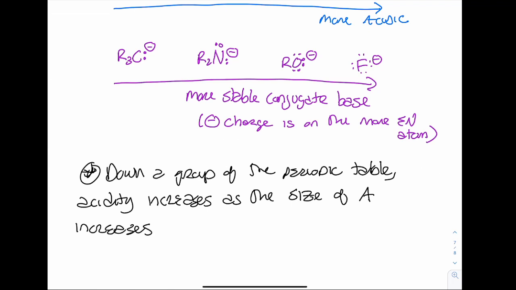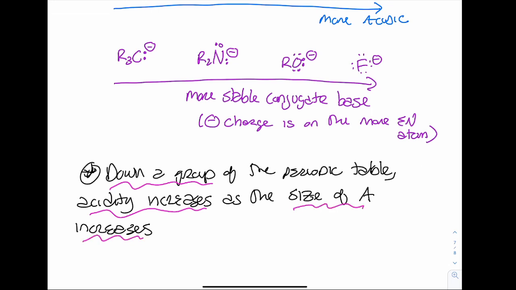So remember, as we go down, we're adding electrons to larger and larger shells. So the size of that atom is bigger, right? If I look at fluorine, my outermost shell is shell 2. If I look at bromine, my outermost shell is shell 4. So as we go down, larger and larger shells are occupied by electrons, making the size of that atom larger. So down a group, acidity increases as the size increases.